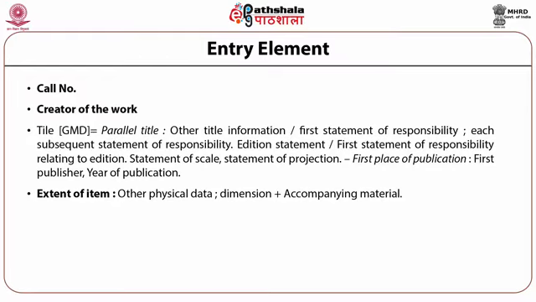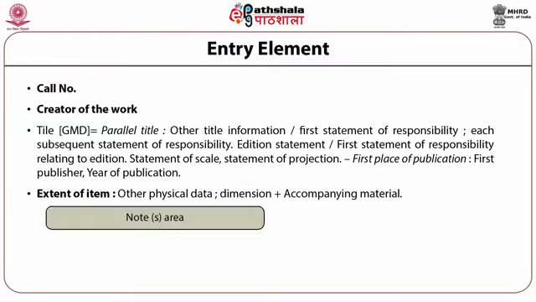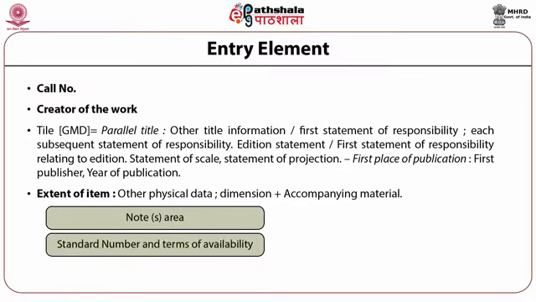Accompanying material means, if you purchase a computer, then some printed materials are there. If you purchase a washing machine, a fridge, or even a medicine, then accompanying material is there. Because how to use it and what the instructions are about the computer material is necessary. Accompanying material gives a lot of information to the cataloger. Then notes, some special information must be given in that. Then what is standard number? Standard number is ISBN.